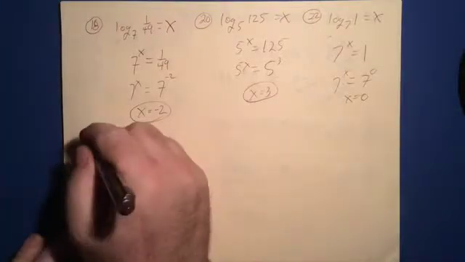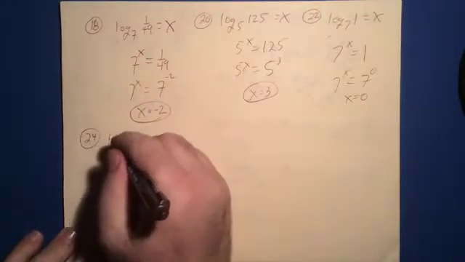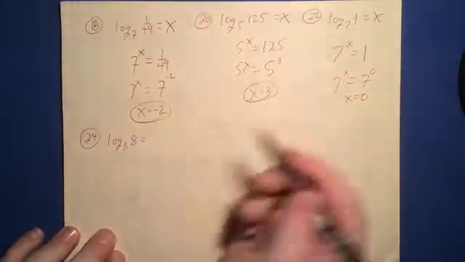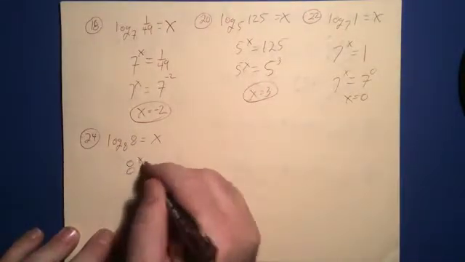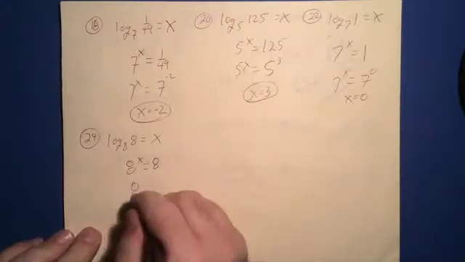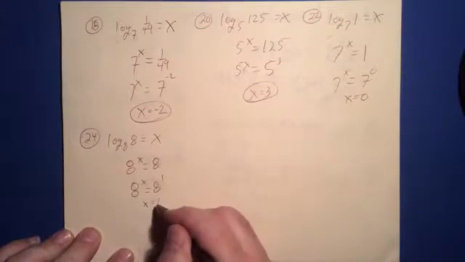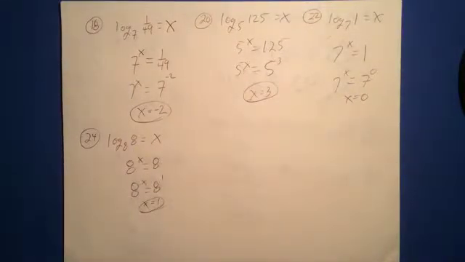Let's take a look now at 24. We have log base 8 of 8, and we want to know what that equals. So let's just set it equal to x. That means 8 to the x is equal to 8, writing that in exponential form. Well, the only way we can get this reasonably is to say that 8 to the x is equal to 8 to the 1, and x equals 1. So log base 8 of 8 is just 1.